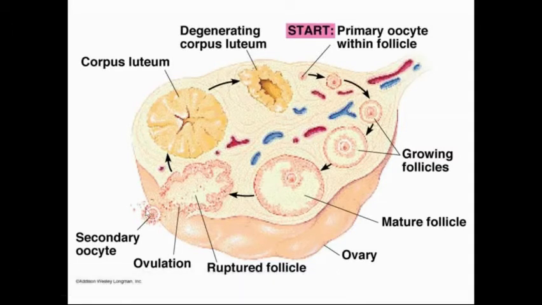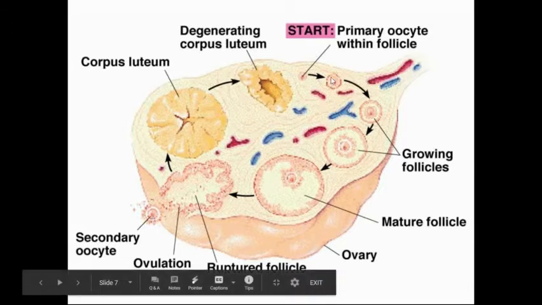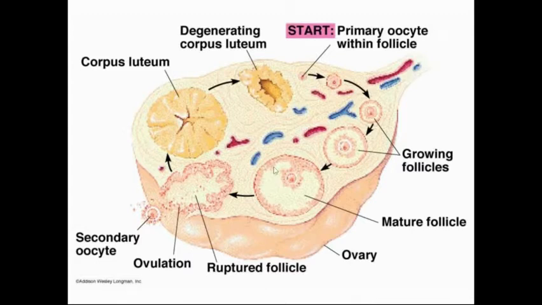At that point, it's going to be a secondary oocyte. Back here, it's a primary one. So we have to talk about some changes it goes through to reach that point. Once it's released, there's a layer left behind. That becomes a new structure called the corpus luteum, and eventually the corpus luteum degrades and is reabsorbed by the body.